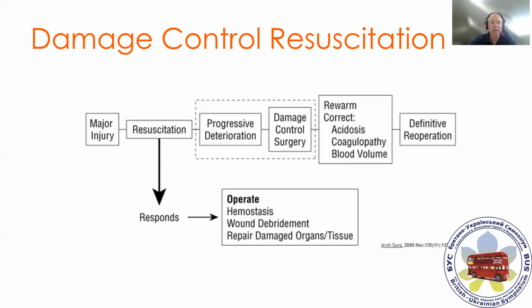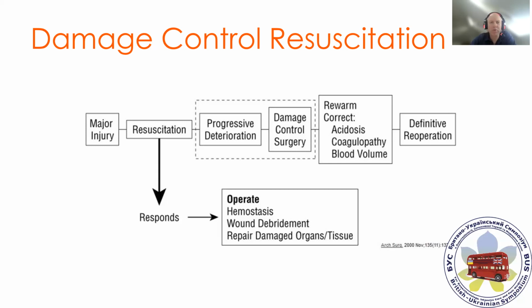Who do we do it in? Well, if you've got a patient who responds to resuscitation, then operate, do the definitive repair. However, if there's a progressive deterioration or they're not responding to resuscitation, then this is the point to start damage control principles. And you could do that at any point during the operation. You can say, we're keeping up, we're fine, and then they're not. So then you start damage control and you do what is necessary to get the patient to the intensive care unit, and they come back to have their physiology restored and come back for the definitive reoperation.